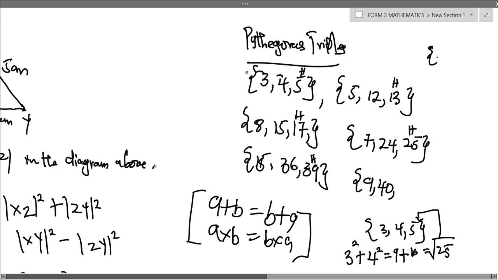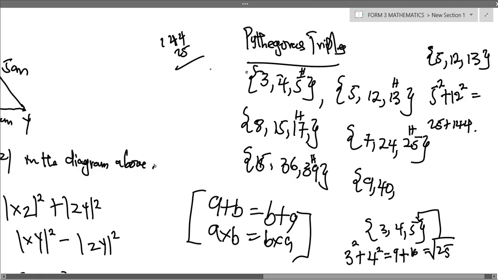When we take the second triple too, it's the same formula that it uses. So we have 5, 12, 13. When I square 5 and I add it to the square of 12, the square root of the answer I will get should be 13. So let's see, 25 plus 144. What is it going to be? We have 169 over here. Now the square root of 169 is 13. So that is how the triple works.